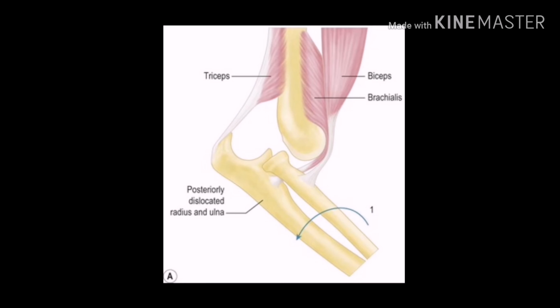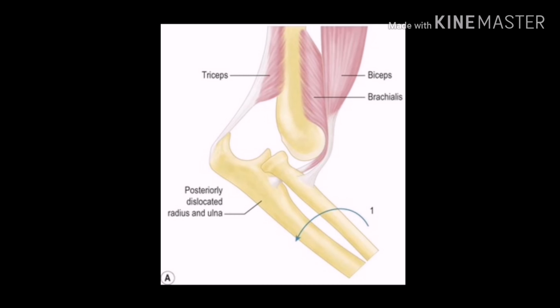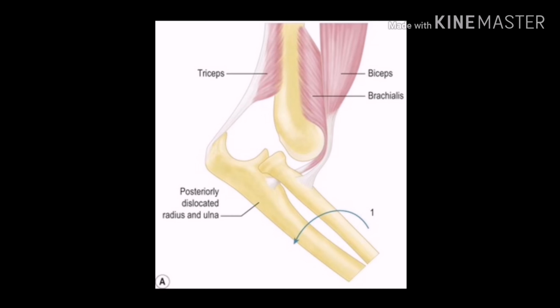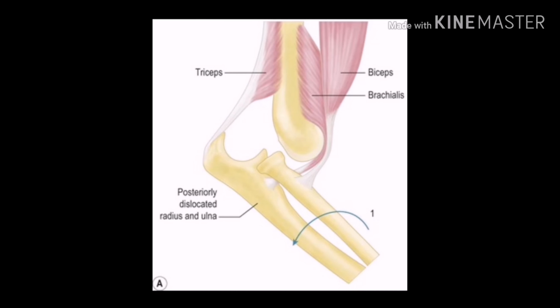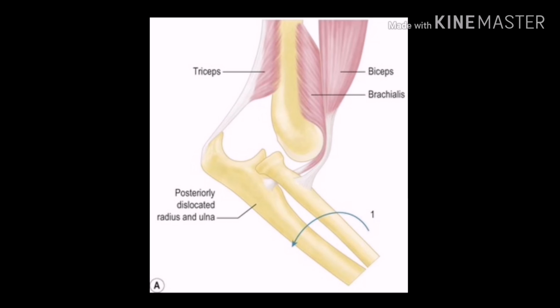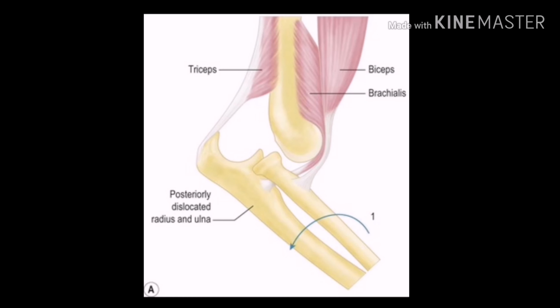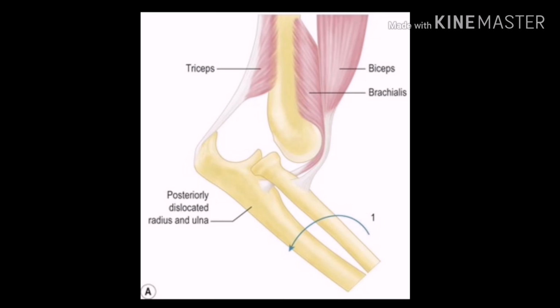Elbow dislocation. First, we want to talk about the epidemiology of elbow dislocation. It accounts for 11% to 28% of injuries of the elbow. Posterior dislocation is most common.